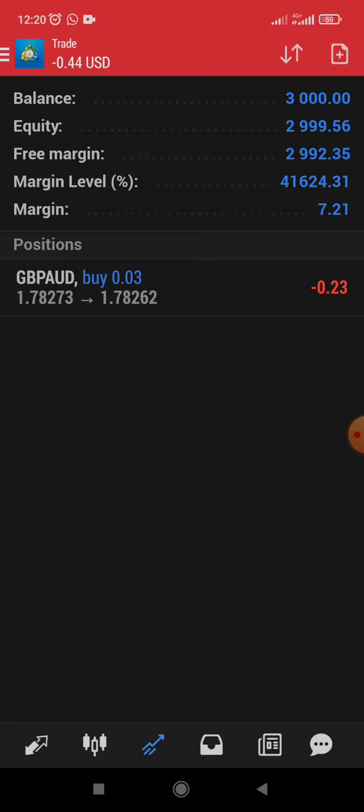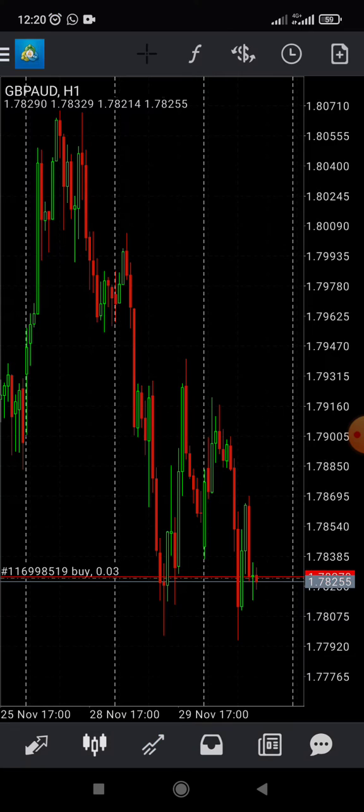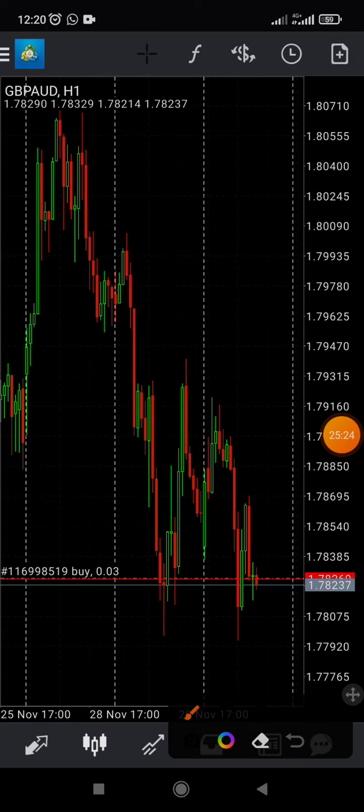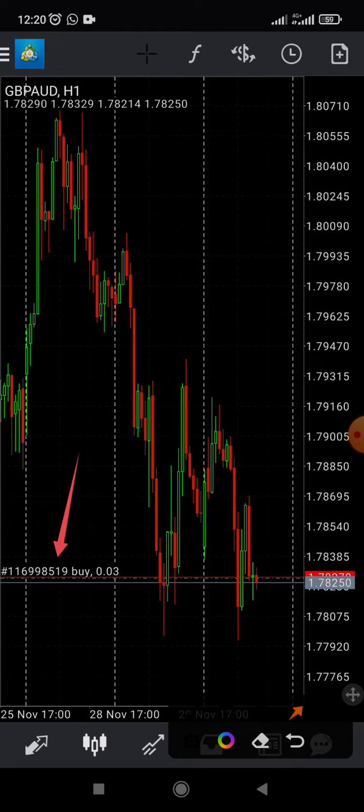So let's continue. Now, assuming that I want to modify this trade, because remember, we have entered the trade. Now let me come here quickly. You see the line. If you look at it, you see something very interesting on the chart here. You see some code over there. You see hash 116998519. That is your code, the code for this trade that you have entered.